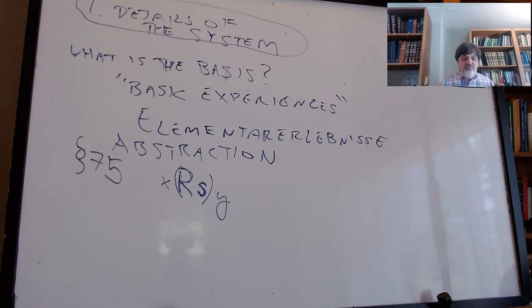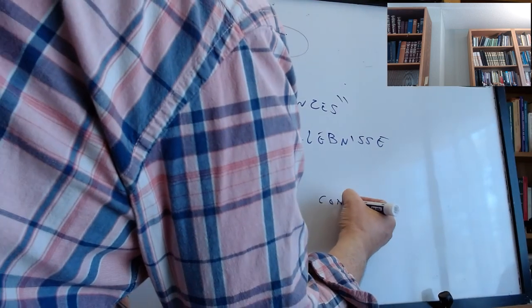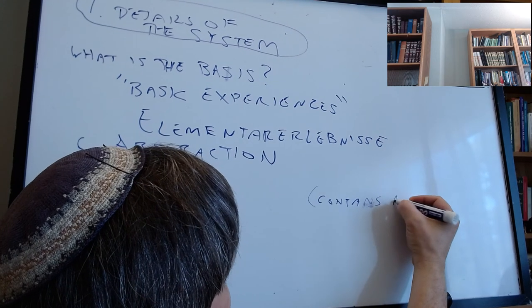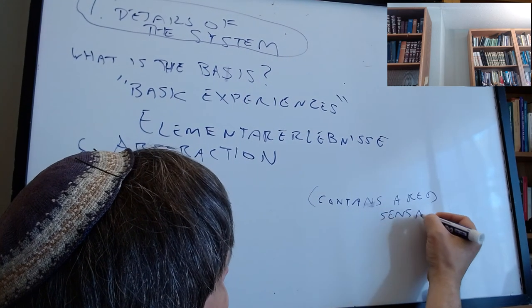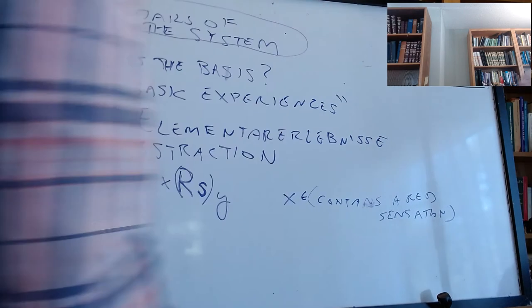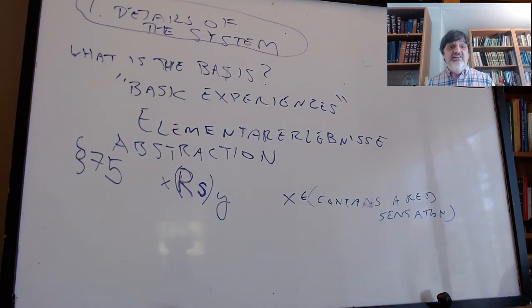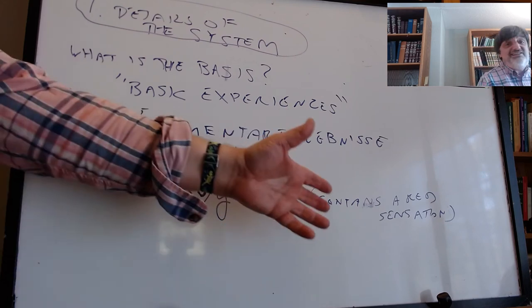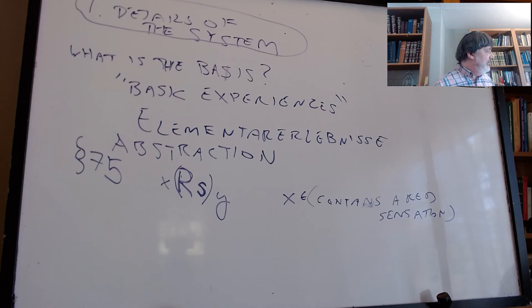And then we use that one thing as the indicator that's going to allow us to build up to classes like, the name of the class is going to be something like contains a red sensation, right? And we're going to want to be able to write this Elementar Erlebnisse is a member of the class contains a red sensation. And red sensation is going to end up meaning this class will be eliminable in favor of just things that contain Elementar Erlebnisse and remembered similarity.